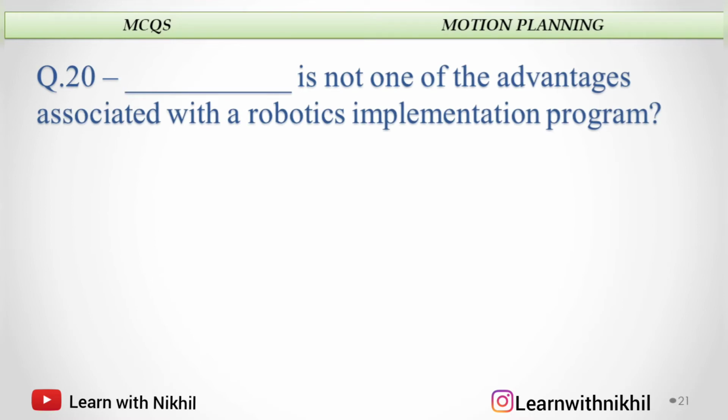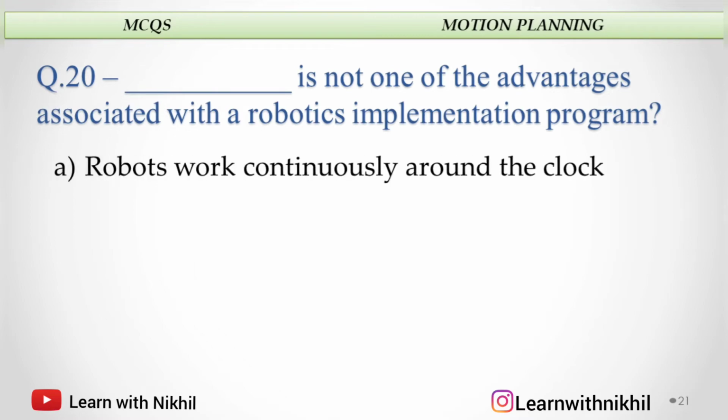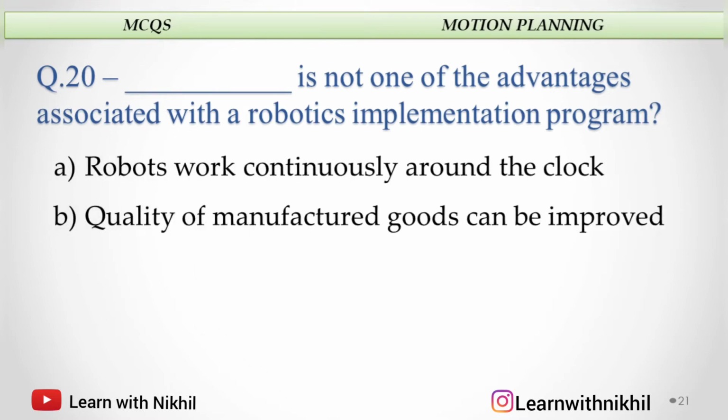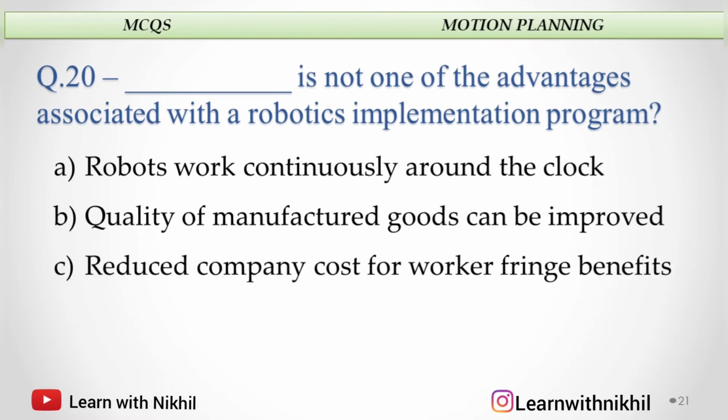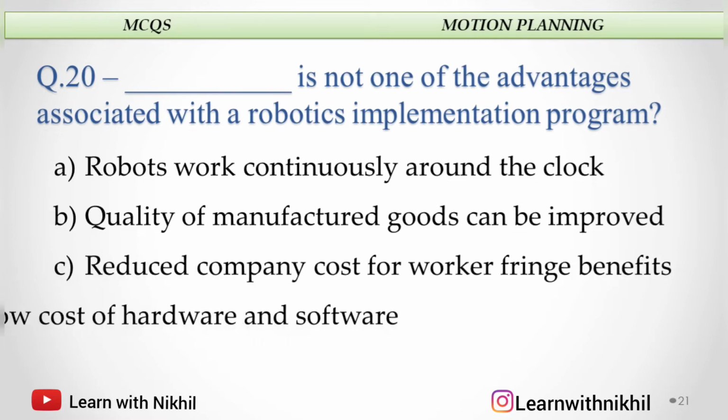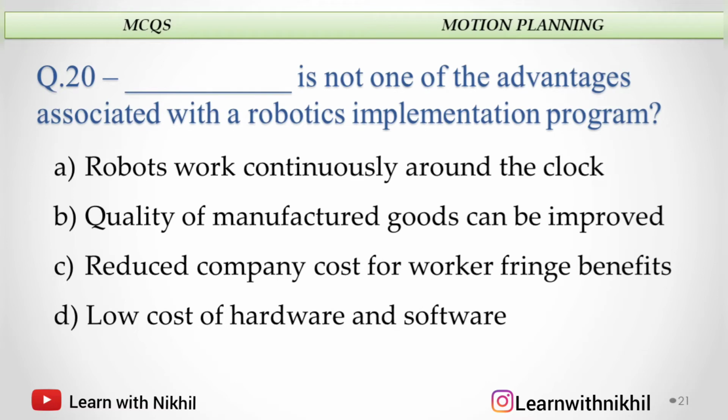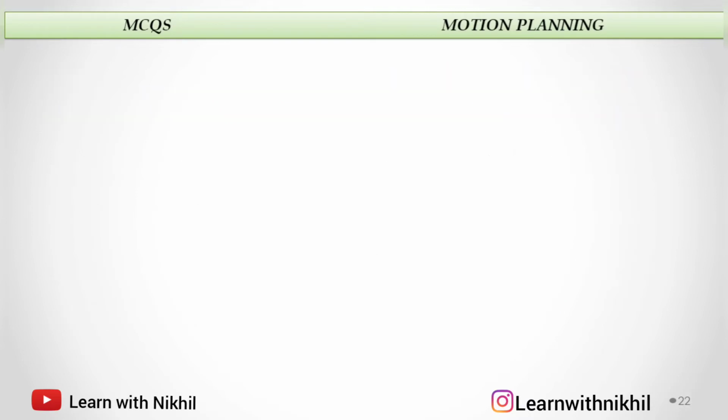Which dash is not one of the advantages associated with a robotic implementation program. Robots work continuously around the clock, quality of manufactured goods can be improved, reduced company cost for worker fringe benefits, or low cost of hardware and software. That is, low cost of hardware and software obviously is not the advantages.